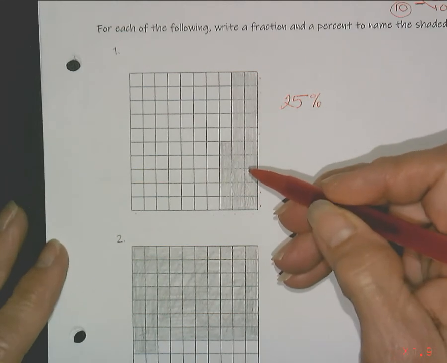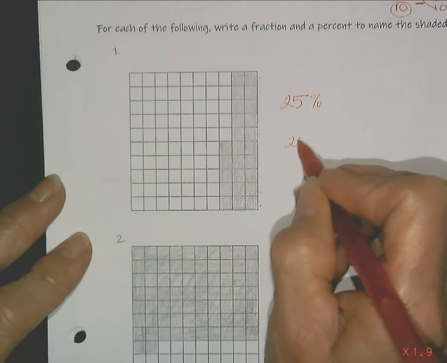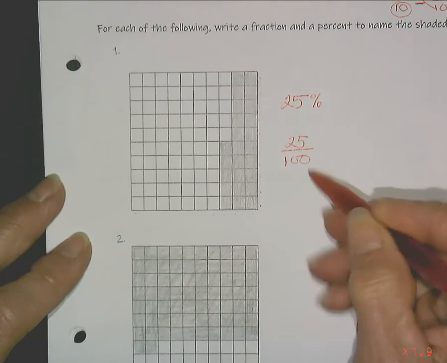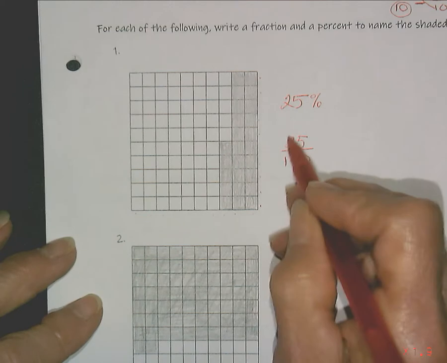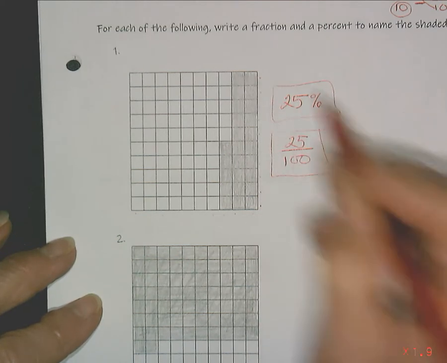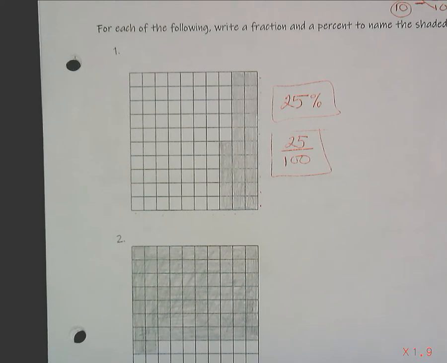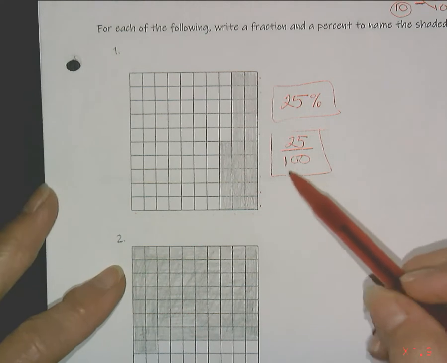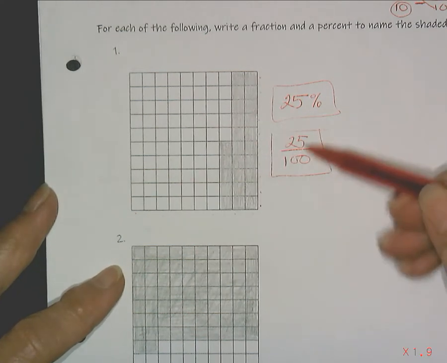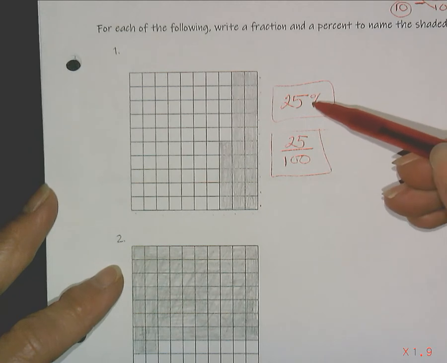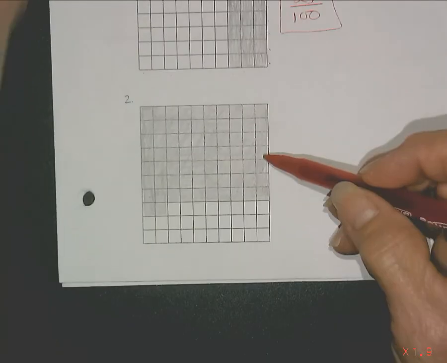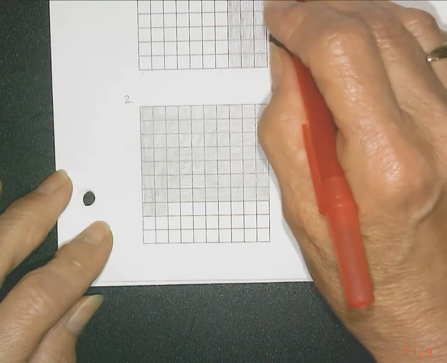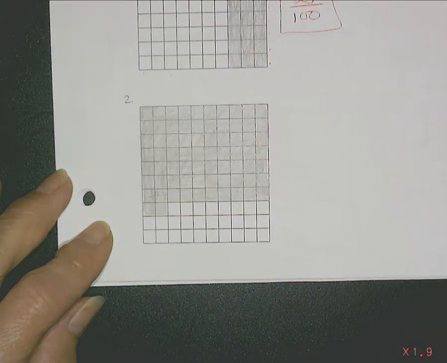How would you write this as a fraction? Just 25 out of 100. There are 100 blocks and 25 are selected. So here's your fraction, here's your percent. They are identical. They're exactly the same. It's just 2 different ways of looking at it. Actually, 3 different ways of looking at it. We've got a picture, we have a fraction, and we have a percent. So I want you to do number 2 on your own. For each of the following, write a fraction and a percent to name the shaded part of the grid.